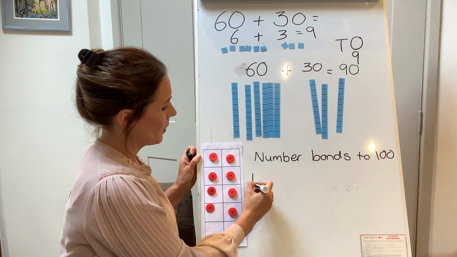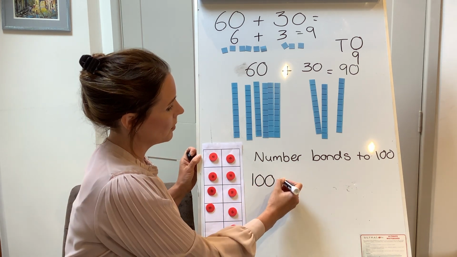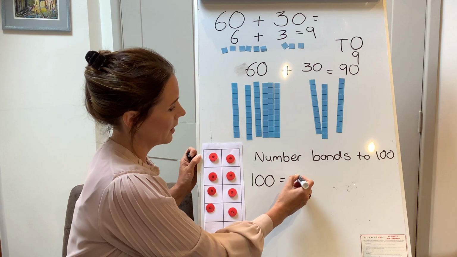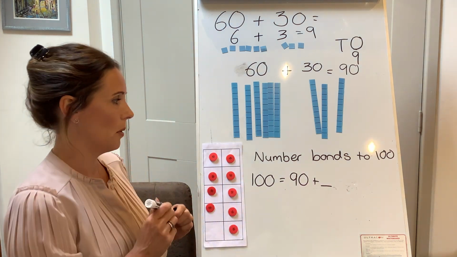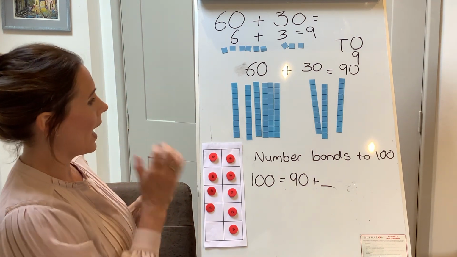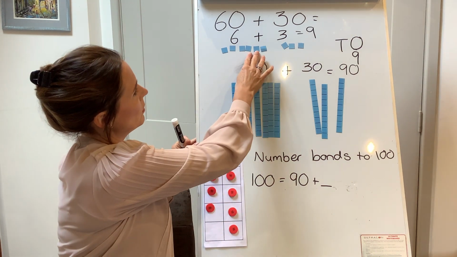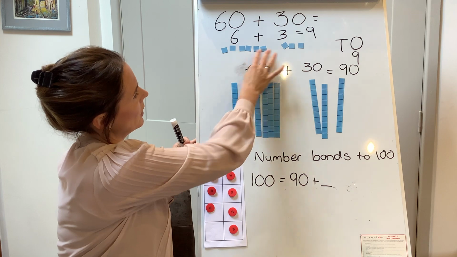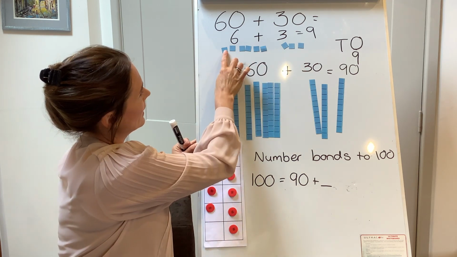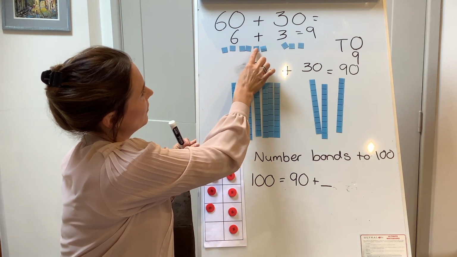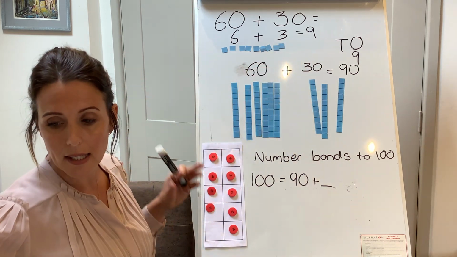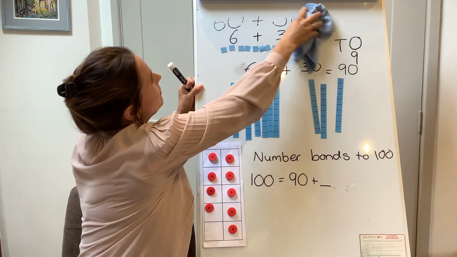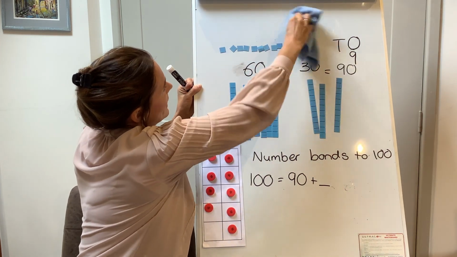So we want to make 100. What two numbers can go together to make 100? So let's have 90 add something is equal to 100. So we can work that out using base 10, we can use the ones. So we've got 90, 1, 2, 3, 4, 5, 6, 7, 8, 9. So we can make the 90 10 times smaller and it becomes 9.